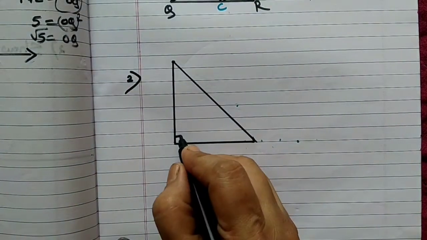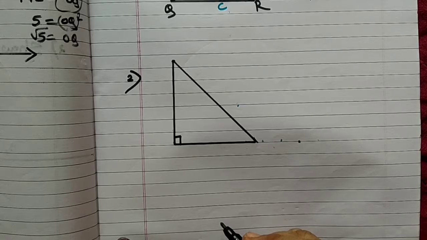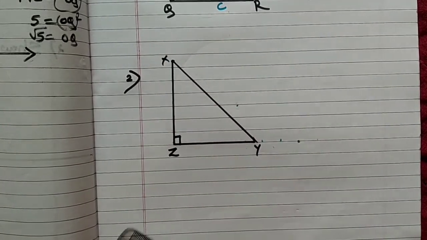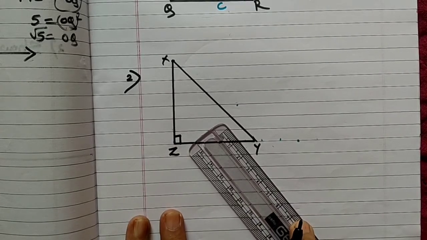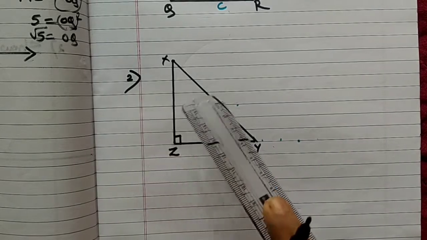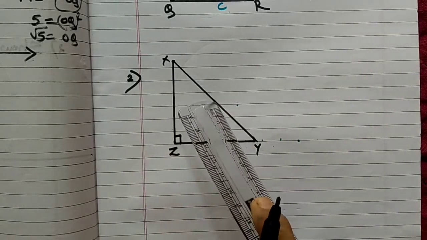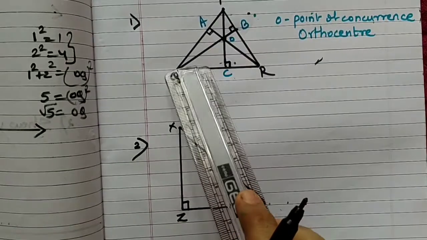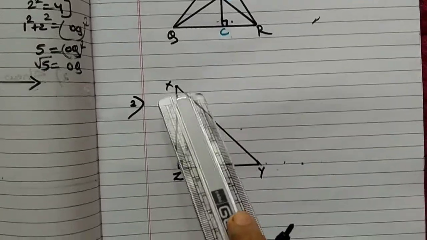Yes. Now this is a right angle triangle. They have asked us to name it as X, Y, Z. Now they have asked us to do the median. Now what is a median? Median means a segment from a vertex to the midpoint of the opposite side. So here we don't want the perpendiculars, we want the midpoint.